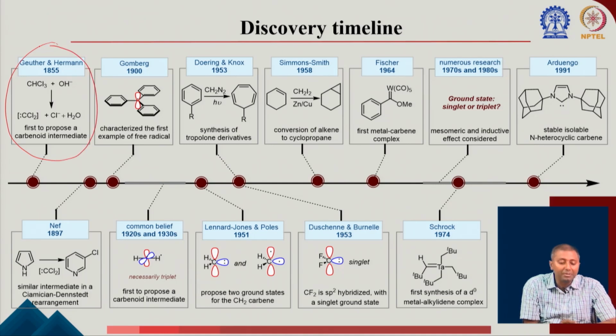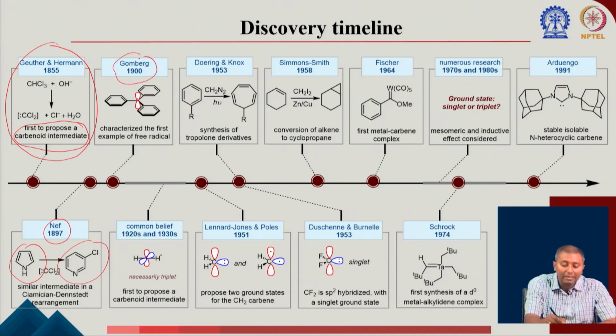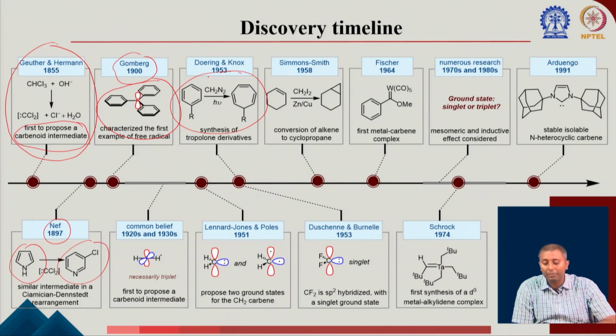First, in 1855 Geuther and Hermann were the first to propose the carbenoid intermediate. Using chloroform and sodium hydroxide, they proposed the formation of CCl2. Later Neff introduced this particular transformation using that carbene, which gives you 3-chloropyridine. Then Gomberg in 1900 discovered the first example of a free radical. Later on there were several different discoveries about diazomethane for the ring expansion of benzene to tropolone. It is one of the important discoveries.